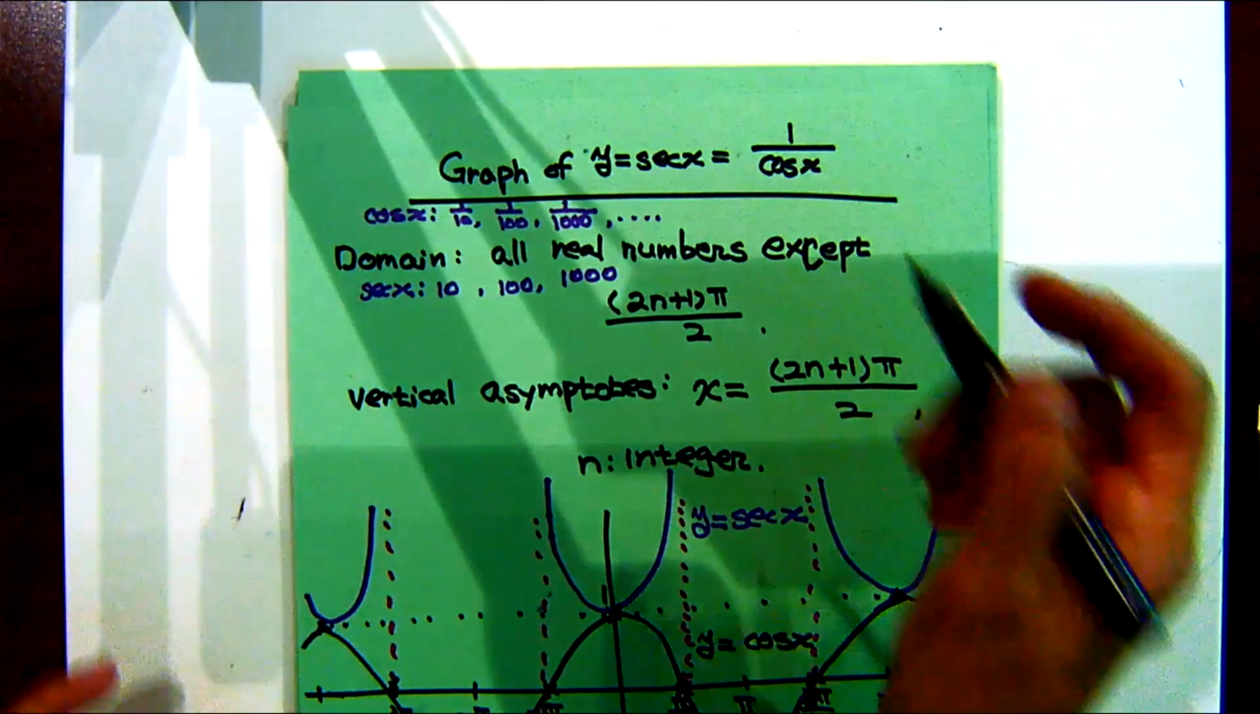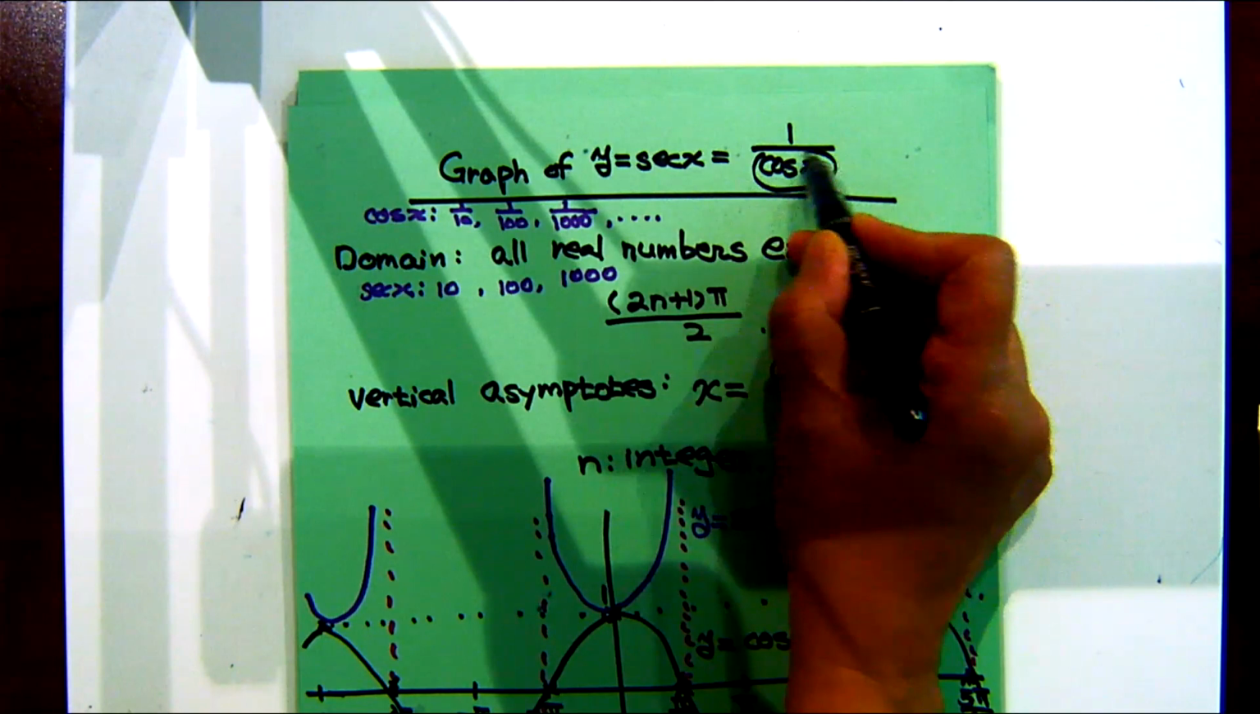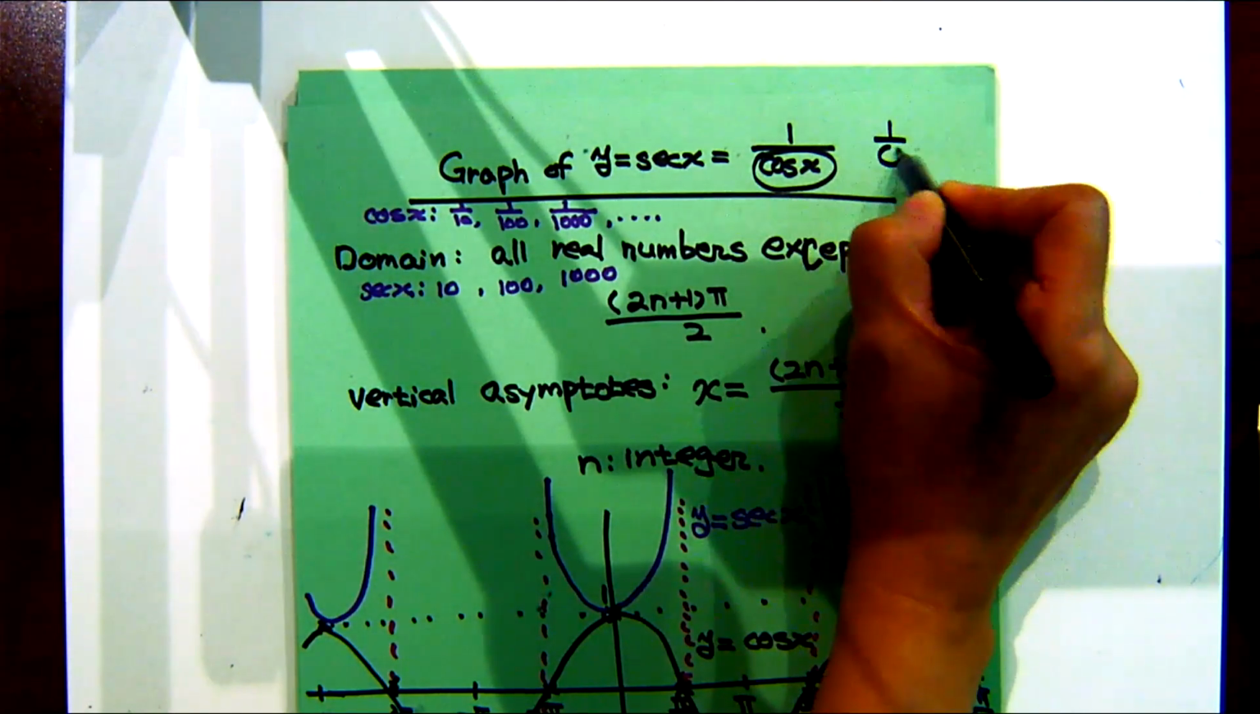Asymptotes happen whenever the denominator becomes 0, because 1 over 0 is undefined.